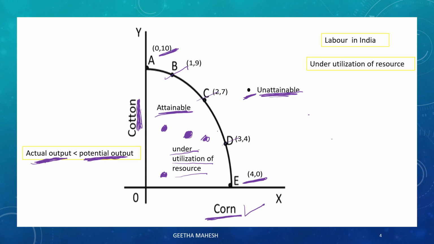Let me take an example of underutilization of resources. In India, we know that it is rich in human resources. If laborers are not fully employed, then we cannot produce output equivalent to the potential output. Our economy's actual output of India will be less than the potential output of the Indian economy.